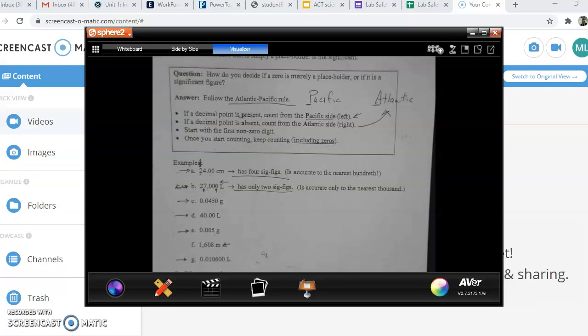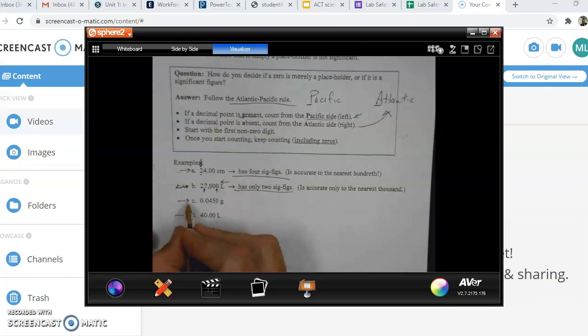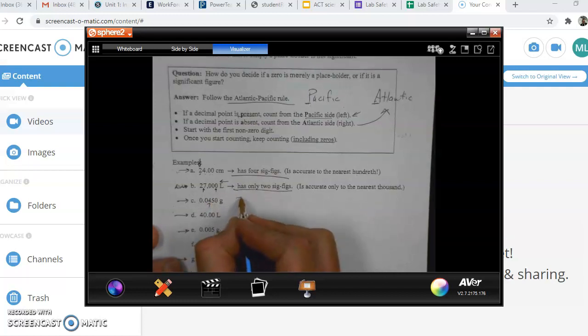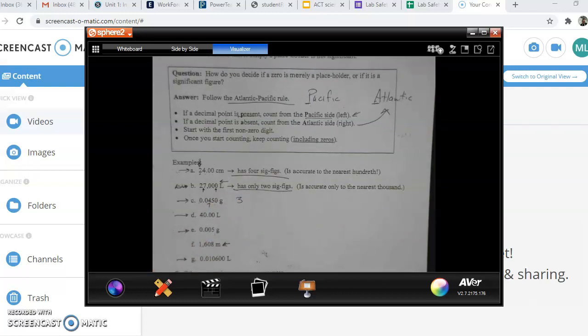Okay, so let's look at this one. This does have a decimal. Don't count the zeros. Start counting at the first non-zero digit. Once you start counting, count everything. 1, 2, 3. So that has 3 sig figs.